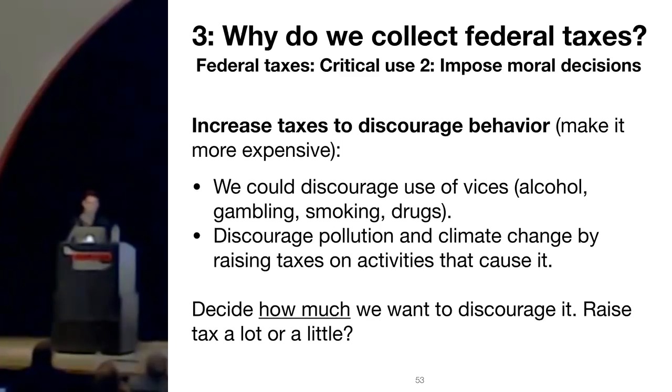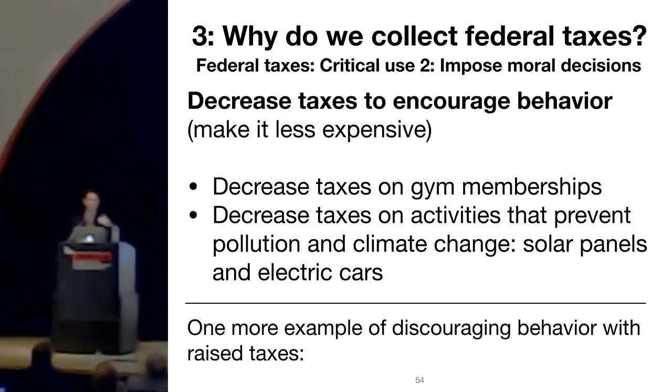Examples of increasing taxes to discourage behavior. We could discourage use of vices: alcohol, gambling, smoking, drugs. We could discourage activities that cause pollution and climate change by raising taxes on those activities. We could decide how much we want to raise taxes. How much do we want to discourage it? Do we want to stop it, or do we want to just slow it down and raise it a little bit? We could also decrease taxes to encourage behavior.